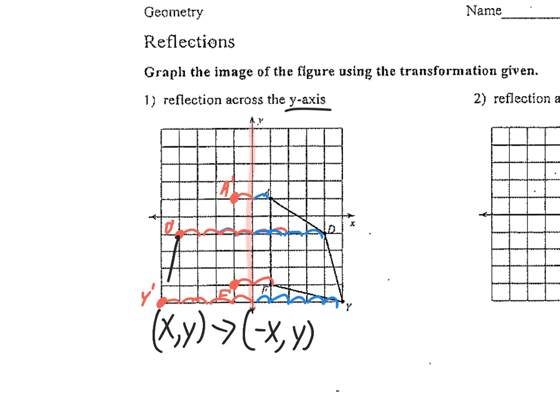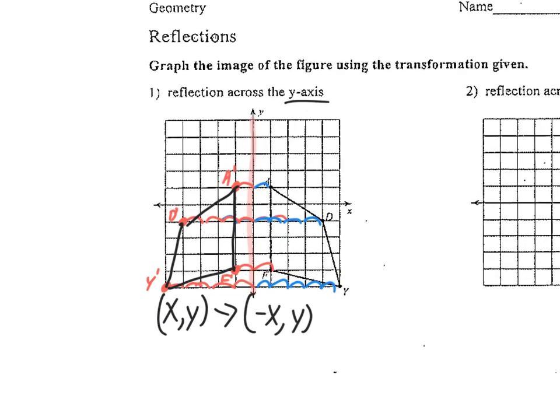Now I'm going to connect my dots. And my image is graphed. So 3 things that I'm looking for. I know I said 2 before, but I do want to make sure you're doing all of these. I need the image, I need the algebraic representation, and I need the axis that you're flipping across. I need that thing highlighted.